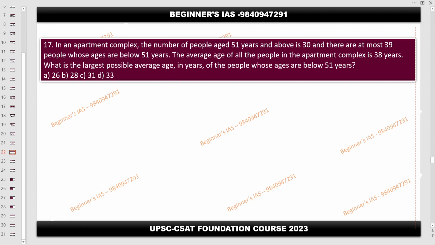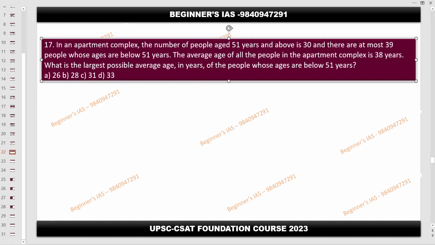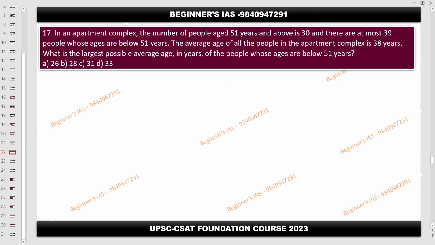In an apartment complex, the number of people aged 51 years and above is 30. So n is provided here as 30. There are at most 39 people whose ages are below 51 years. Then the average age of all the people in the apartment is 38. What is the largest possible average age in years of the people whose ages are below 51 years?